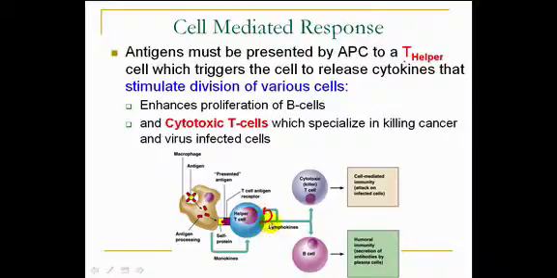And then it also releases chemicals that activate what we call cytotoxic T cells. And these cytotoxic T cells specialize in killing cancer and virus-infected cells. And this is where your two overlap a little. The T helper cell also will go and activate more B cells to divide, so it enhances the antibody-mediated response.